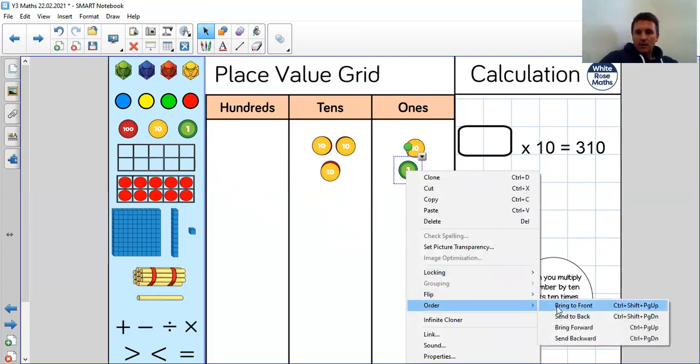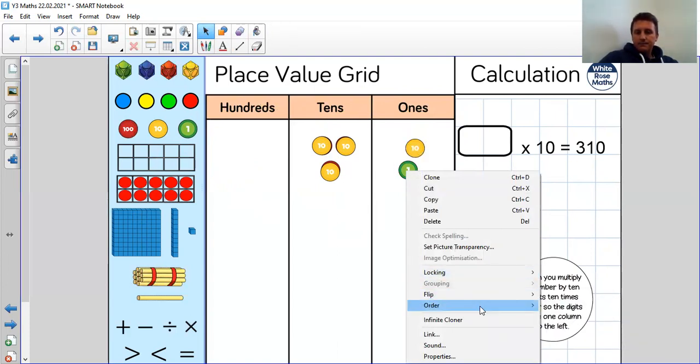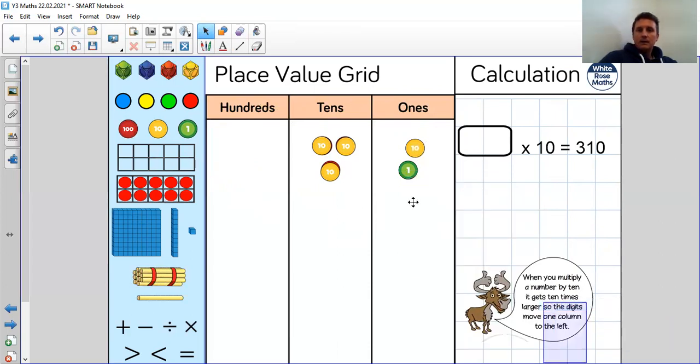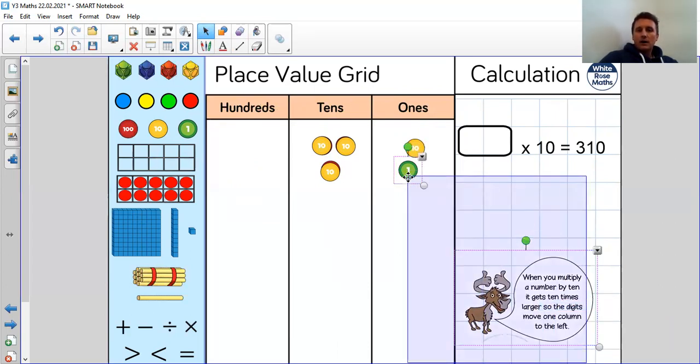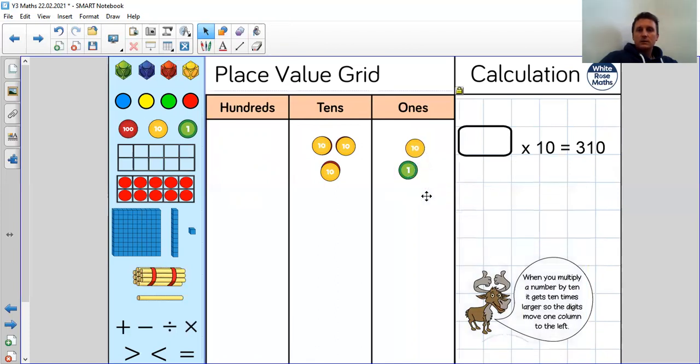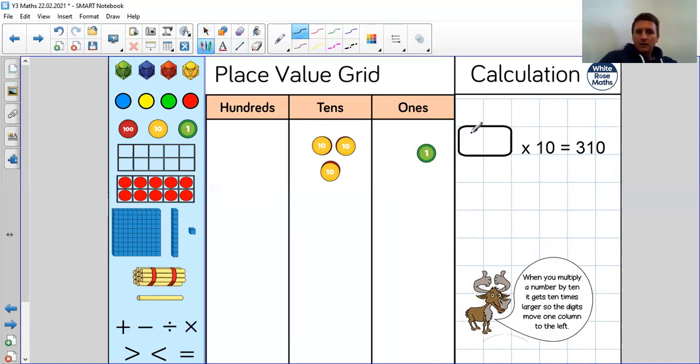Okay, so there is my answer. So what was my answer? What was my original number that I started with? Well, it's obvious I started with 30. Okay, and 31 times 10 will give me the answer 310.